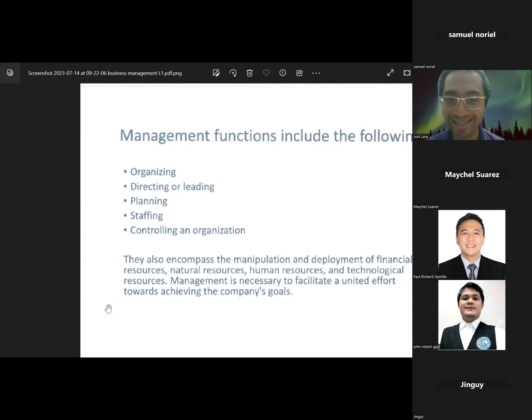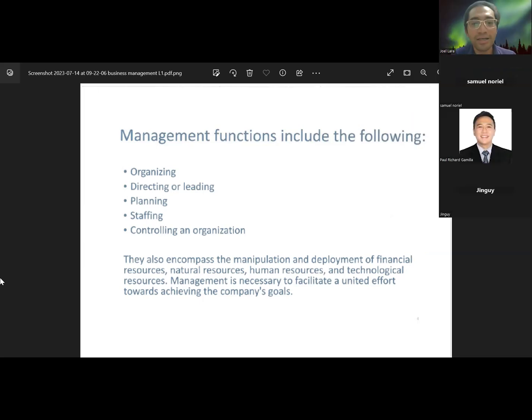So business-minded. Yun pala ang ibig sabihin doon. So you now have like a business-minded. Let's continue. It says here, human resources, technological resources.